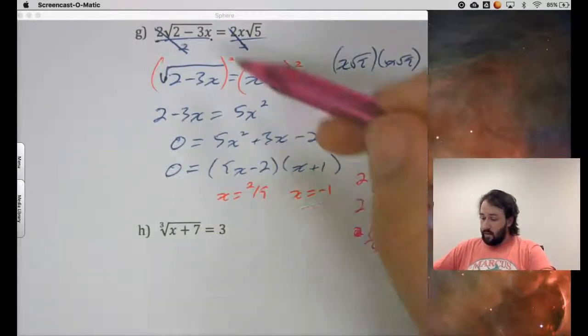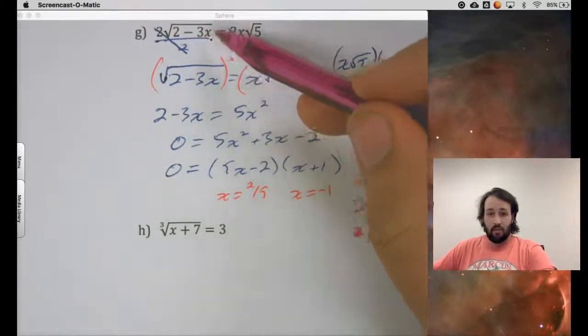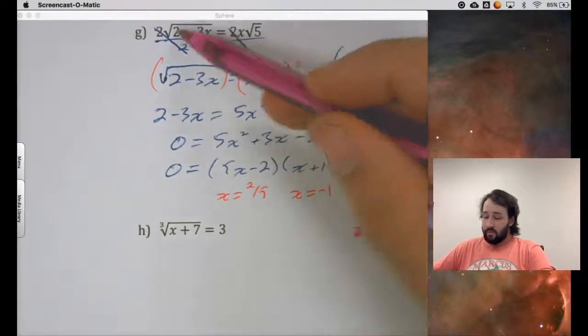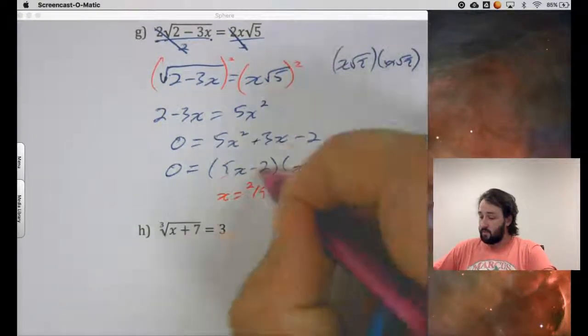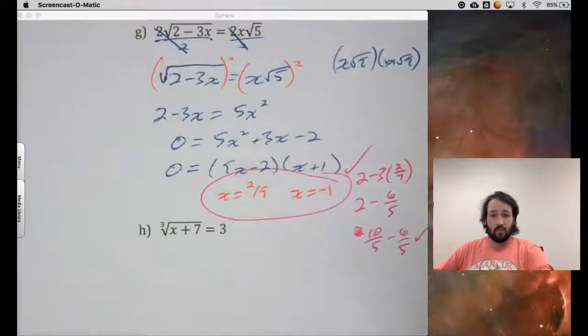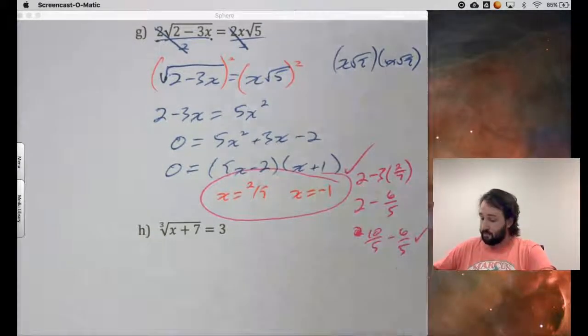And then if I put in negative 1, negative 3 times negative 1 is a positive 3, so 3 plus 2 is 5, so that one is also good. So both of those are good solutions. Make sure you guys take the time and actually check it.